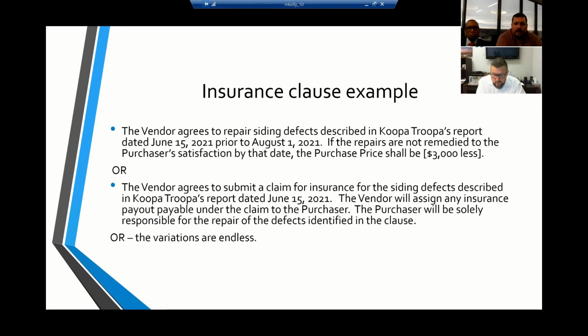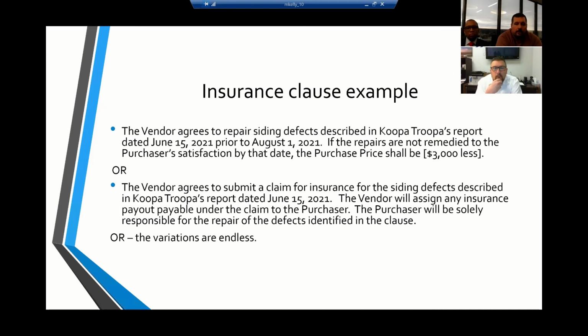A couple of different clauses that I describe. So, the vendor agrees to repair siding defects described in Koopa Troopa's report dated June 15th, 2021, prior to August 1st, 2021. If the repairs are not remedied to the purchaser's satisfaction by that date, the purchase price shall be, and then whatever, $3,000 less.